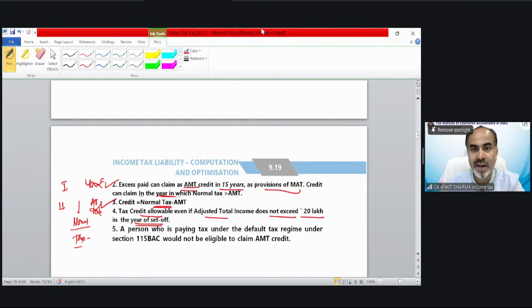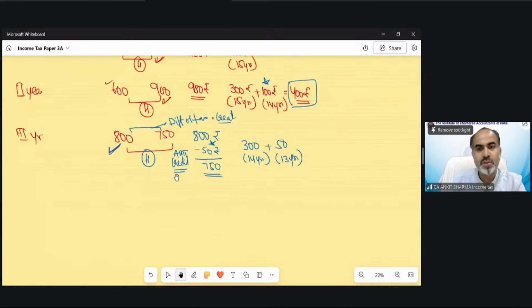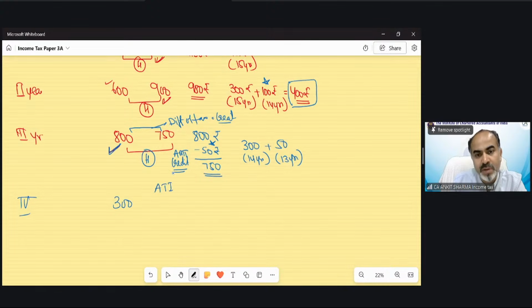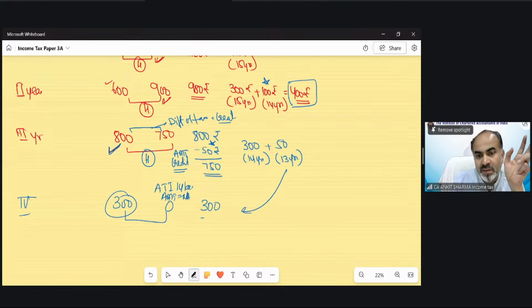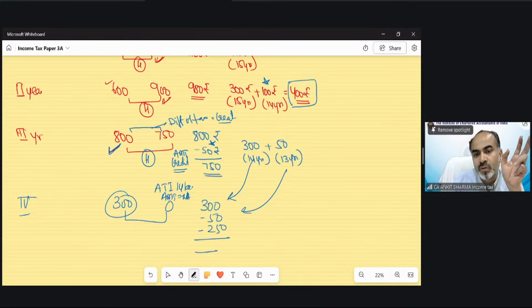I can show you what exactly they are trying to tell with the help of an example. Suppose in the 4th year, your normal tax is 300. And as your adjusted total income is only 14 lakh, AMT is not applicable. Even if AMT is not applicable, AMT tax technically is 0. So now whichever is higher is 300. The difference is 300. So for this 300, you can utilize this 50 rupees as well as this 250 rupees out of this value. So tax liability would be nil.